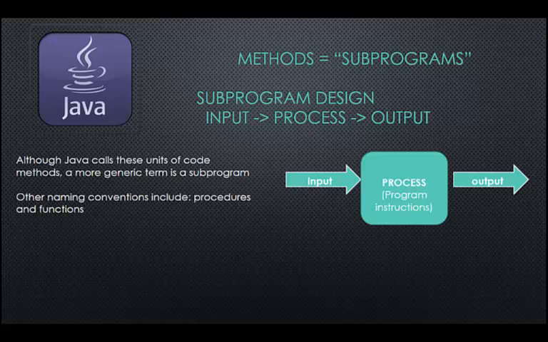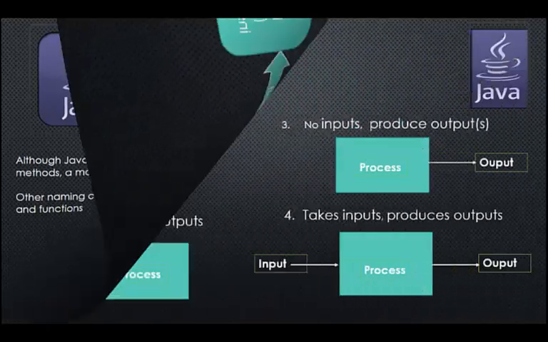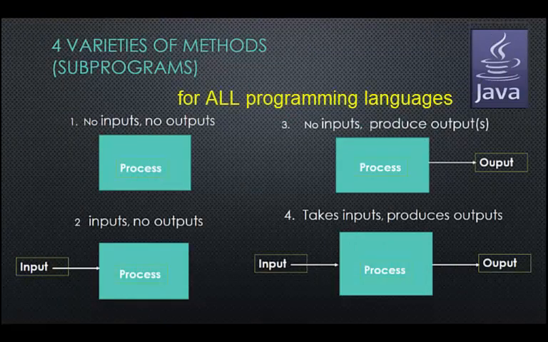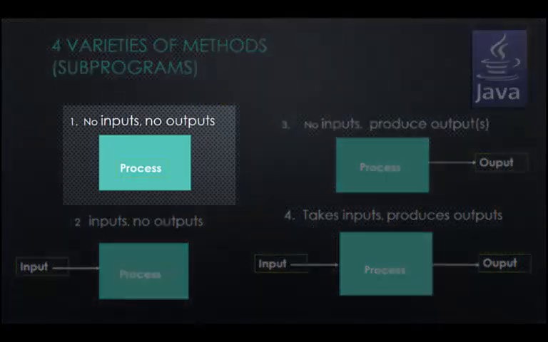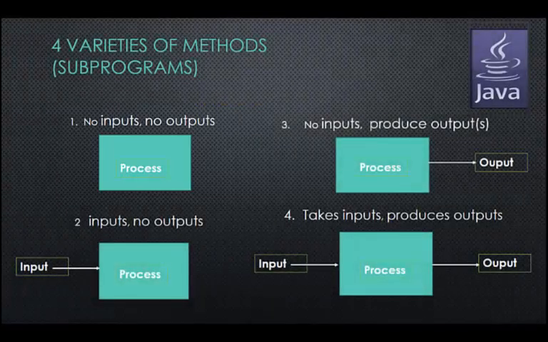Methods are all about performing actions, which corresponds to the process part. Sometimes our methods will need inputs before they can do their job, and often they will provide outputs to the rest of the program. Here are the 4 variations of methods in terms of inputs and outputs. Number 1, a method with no inputs and no outputs.